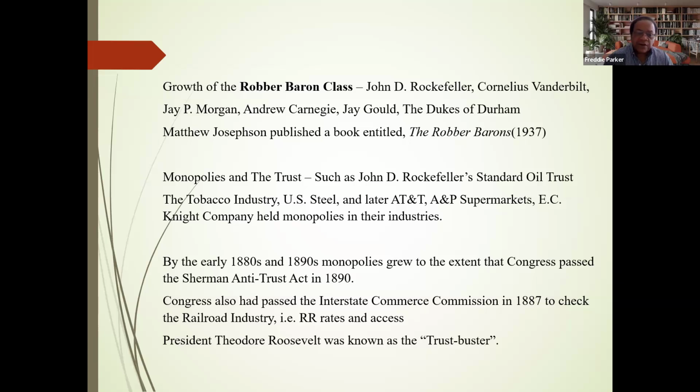And of course, by the early 1880s and 1890s, those monopolies, those trusts had grown to the extent that Congress passed the Sherman Antitrust Act in 1890. Legislation to curb the activities of the trusts, but for the most part, very much unsuccessful. We know where we are today in terms of who owns America.